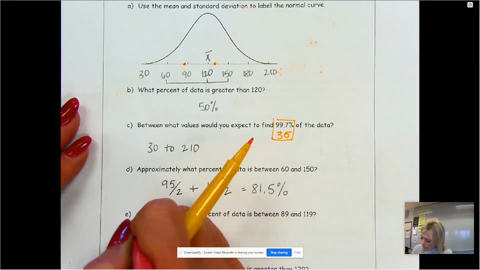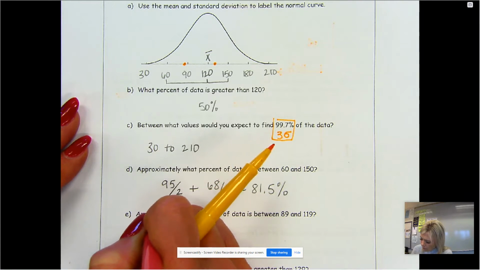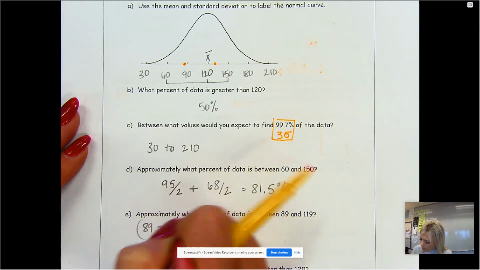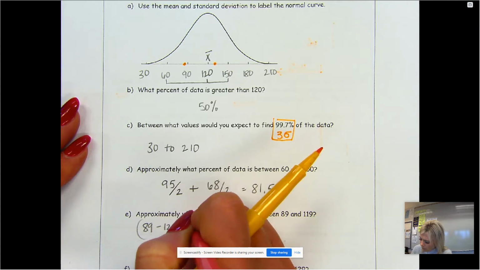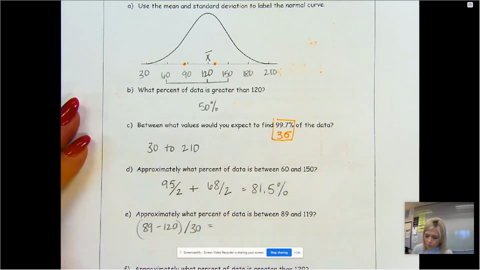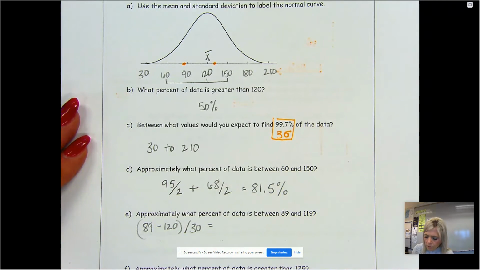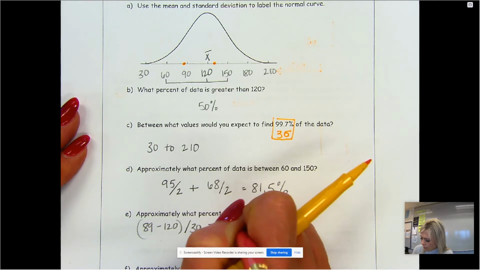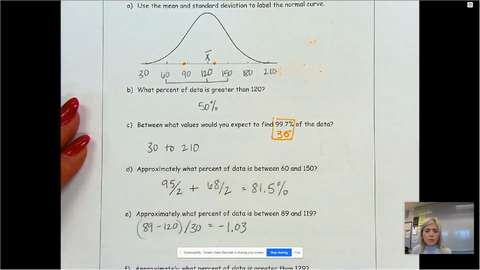So the z-score for 89 minus the mean divided by the standard deviation is negative 1.03. We're always going to round this to 2 decimal places.